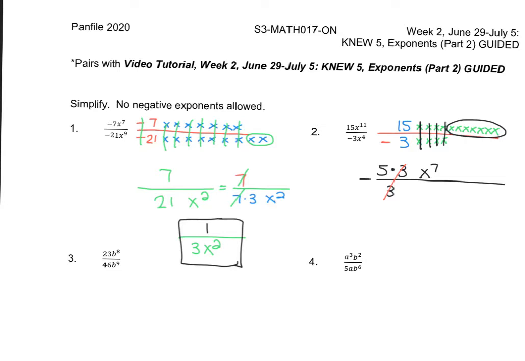What do I have left? I have a negative. On the top, I have 5x to the 7th. On the bottom, I have nothing. I can put a 1 as a placeholder for my final answer, or I can just have negative 5x to the 7th. That works too. And I'm done.